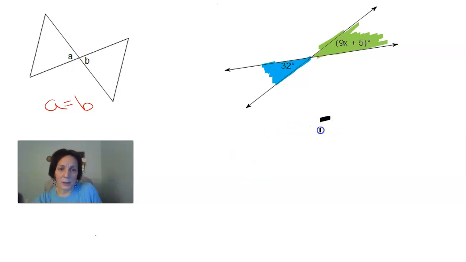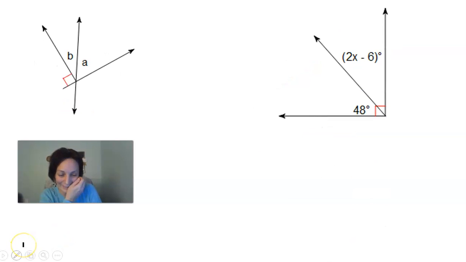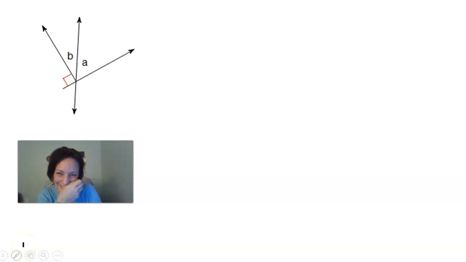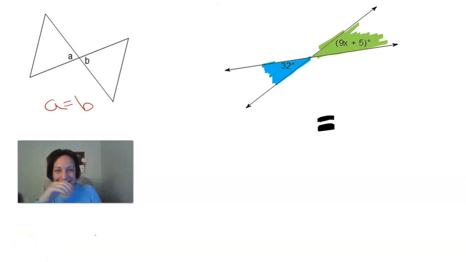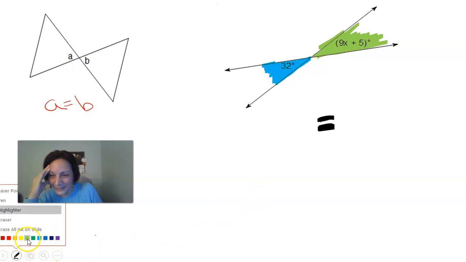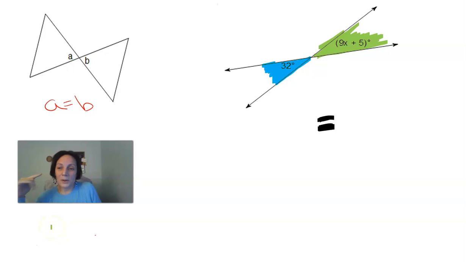Here we go. Look, I need an equation. The question we're going to ask ourselves is, first thing we're going to ask ourselves, what is the relationship between those two angles that I just highlighted? In other words, I've got a blue angle and a green angle. What's the relationship between the two of them?